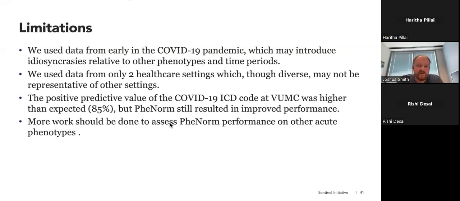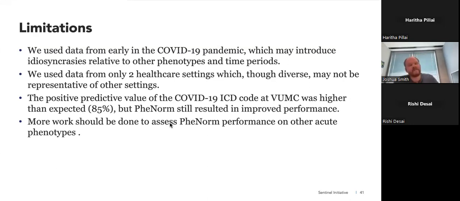We also used data only from 2 healthcare settings, which even though they were diverse, may not be representative of other settings. As you saw, our demographics were fairly close, but it's also interesting to note that VUMC included inpatient and outpatient data, while the KP Washington model only included outpatient data, and their models performed even better than some of our local models on VUMC data. More work, however, still needs to be done to assess the performance on other acute phenotypes.